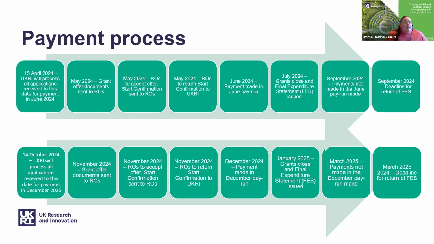We will carry out the checks on the applications and we'll set up the grants on the system. Once we've done that, we will issue the grant offer documents to organisations, and we're aiming that this will happen in May 2024. We don't know the exact date yet, but it will be May. In order to get these grants live and in order for them to feature in the next pay run, as an organisation, you will have to accept the offer. And once you've accepted the offer, that will then trigger the system to send a start confirmation document to you. And you'll have to send that back to us with a start date. And that then triggers the grant to become active and feature in the next pay run. And if all this goes to plan, then the payment will be made in the June pay run.